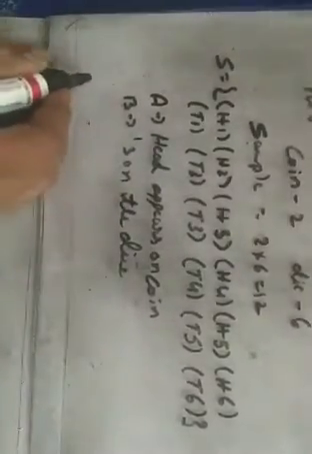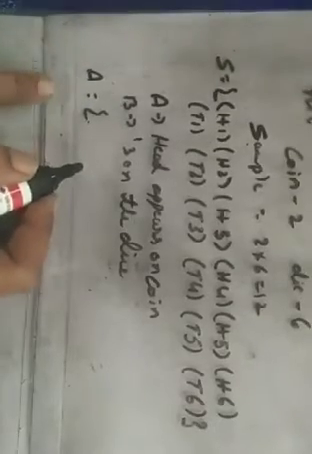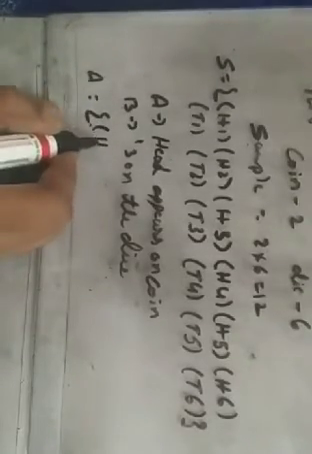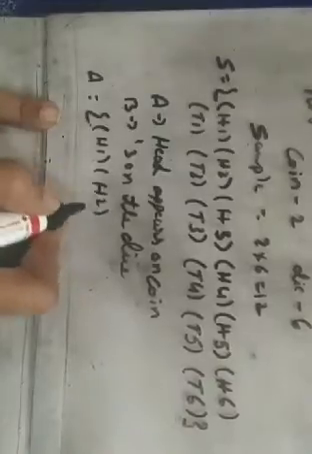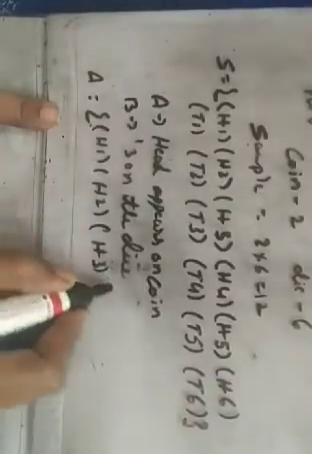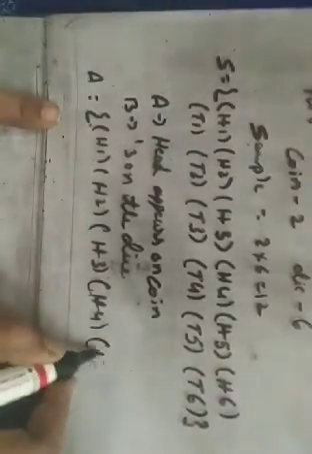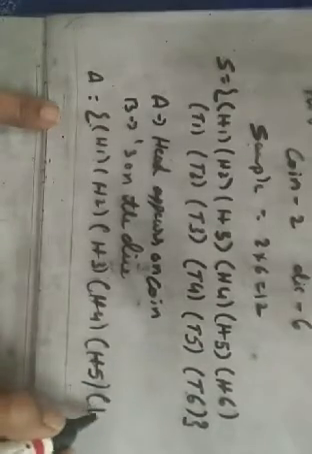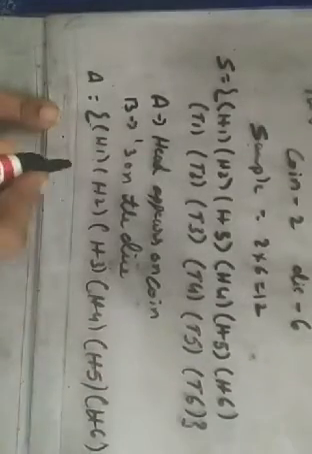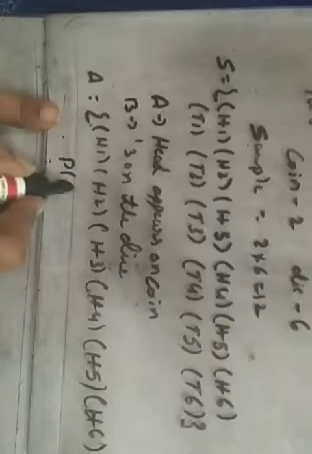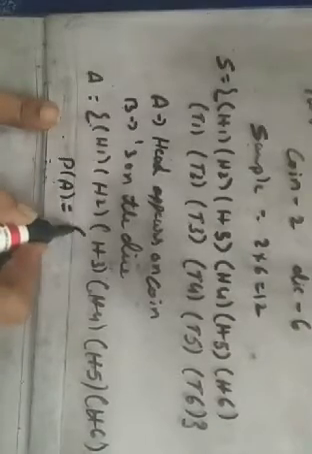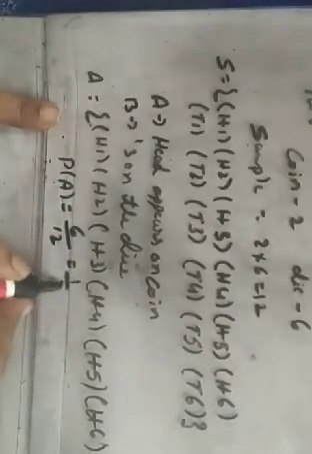3 on the die. So then how many A events are there? Head appears on the coin: H1, H2, H3, H4, H5, H6. Okay. So then P of A is equal to 6/12, which is equal to 1/2.